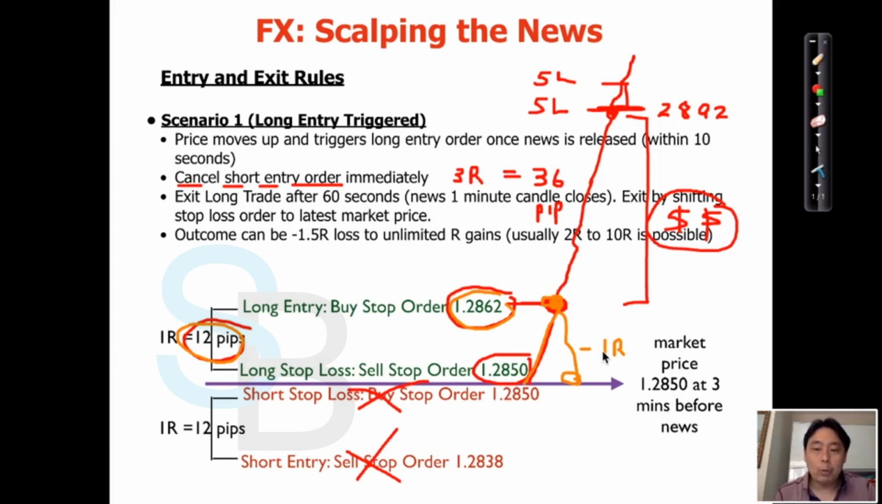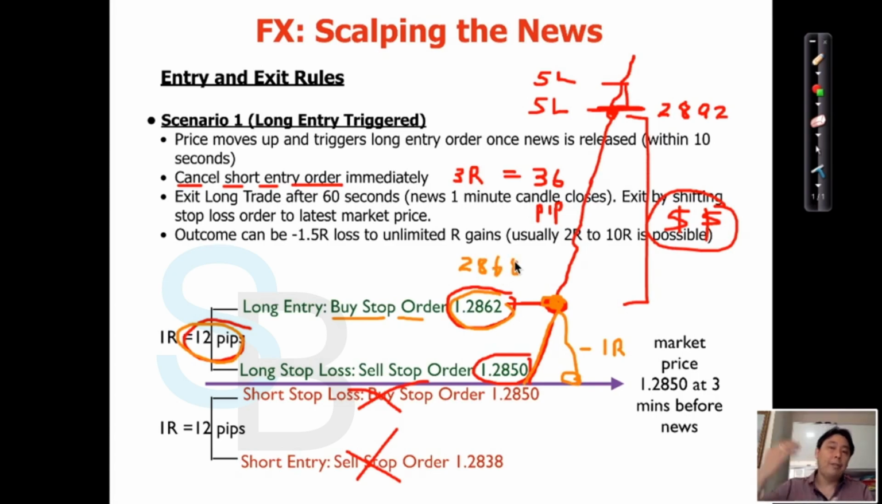Now, is it possible to lose more than 1R? Yes, it is possible. Why? Because if the price goes up really rapidly and it triggers your buy order, you may not get filled at 2862. For example, you may get filled at 2868, for example, right?